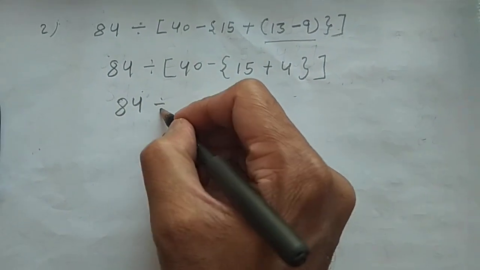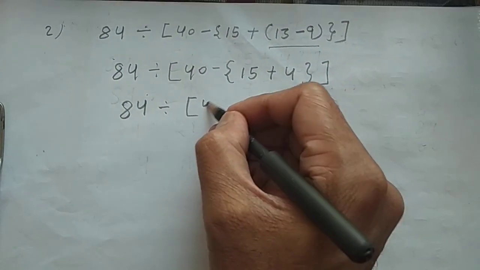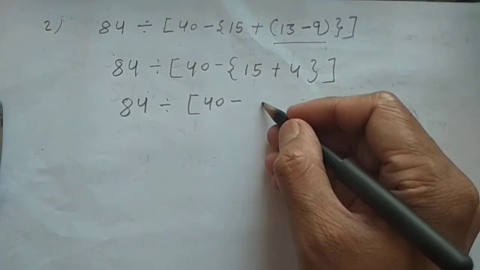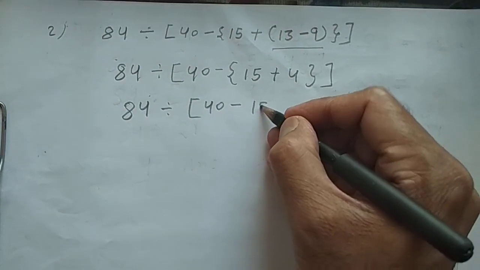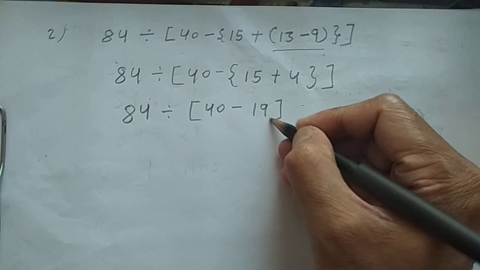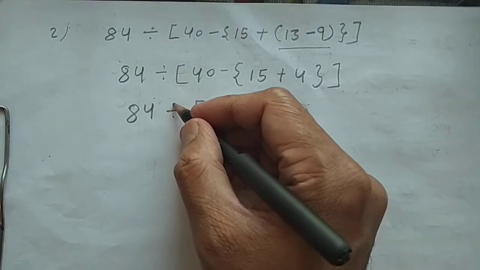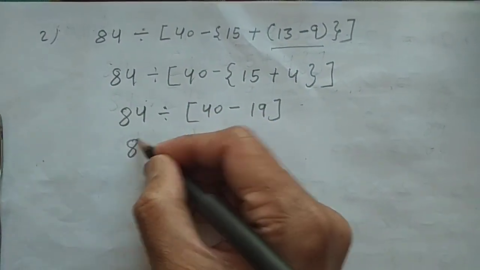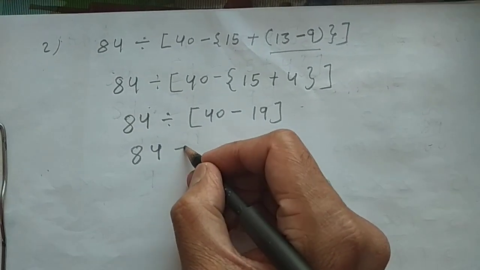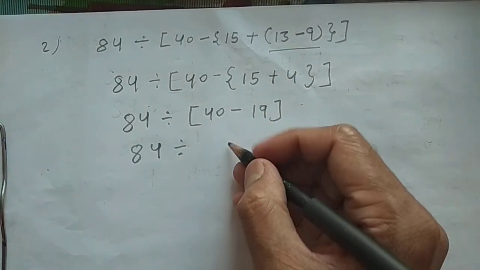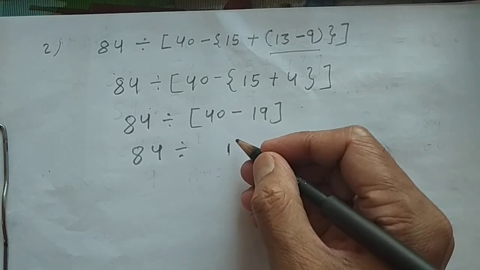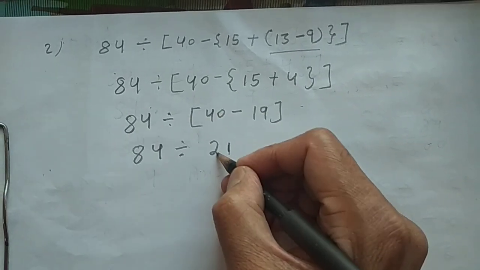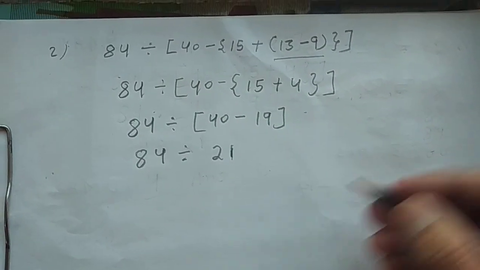84 divided by 40 minus 19, rectangular bracket close. 84 divided by 40 minus 19 is 21. See, 84 divided by 21.